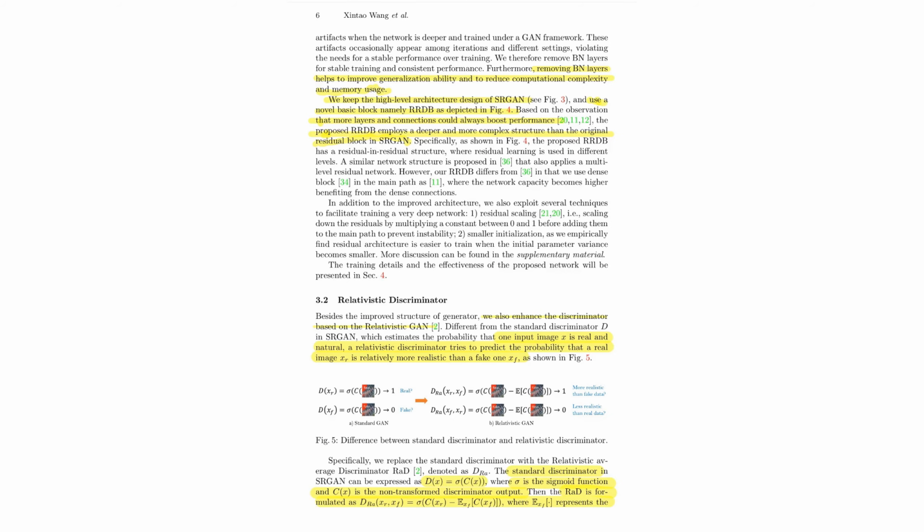Now, let's move on to the next part, the relativistic discriminator. ESRGAN introduces a significant twist to the adversarial game, a relativistic discriminator. While traditional GAN discriminators aim to categorize images as real or fake, the relativistic discriminator in ESRGAN evaluates how much more real one image looks in comparison to another. This subtle shift makes the adversarial process more dynamic and robust, encouraging the generator to produce outputs that are not just convincing on their own, but superior when compared to other generated images.